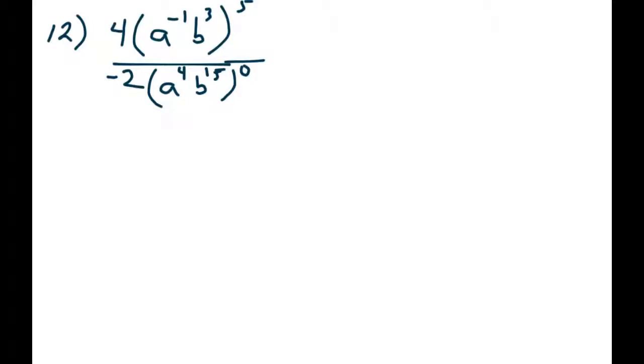All right. Let's see. Everything in the numerator in the parentheses goes to the fifth power. So that means the 4 that was outside the parentheses does not. It just stays 4. A to the negative first goes to the fifth power, a to the negative fifth. B to the third goes to the fifth power, b to the 15th.